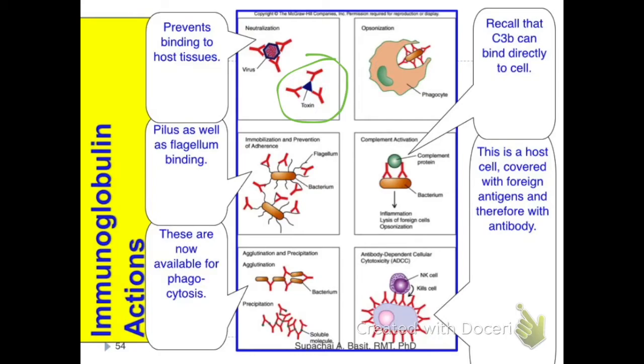So, when bitten by a dog, you should receive anti-rabies. The purpose is to neutralize the virus. Some of these antibodies could aid in phagocytosis. The process is called what? Opsonization or adherence. Some of them can immobilize and prevent adherence by binding to the flagellum. Some of them can aid in complement fixation. Some of them can agglutinate or precipitate antigen. And most importantly, some of them could be involved in antibody-dependent cellular cytotoxicity or the ADCC.